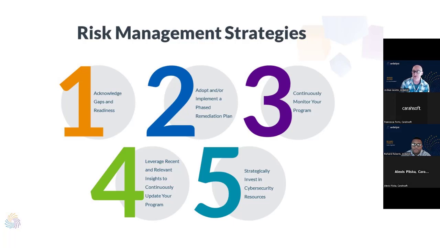Step 2, adopt or implement a phased remediation plan. I think 2 definitely goes hand in hand with strategy 1, right? Conducting a gap analysis and coming up with a plan. So here in step 2, you're adopting that plan and then you're implementing that plan in a phased approach. And a lot of that includes building out a POAM, a plan of action and milestones.